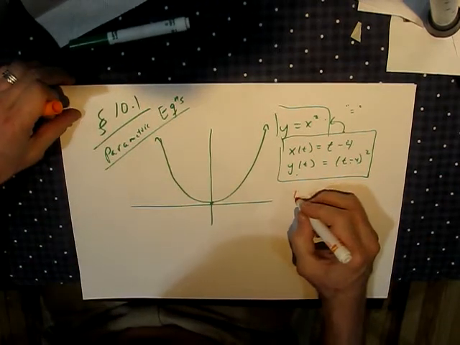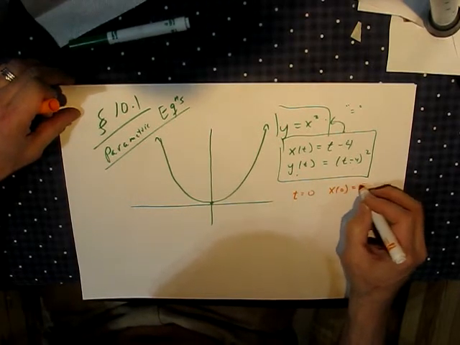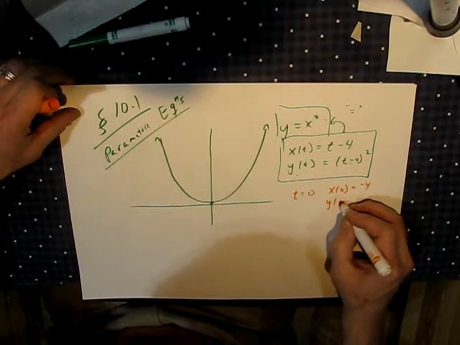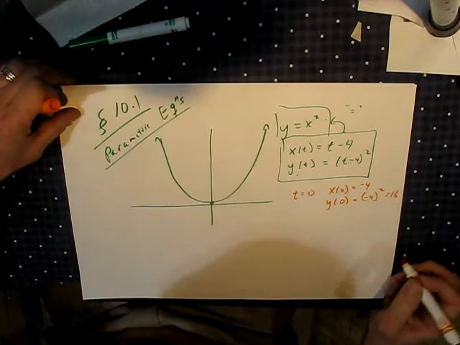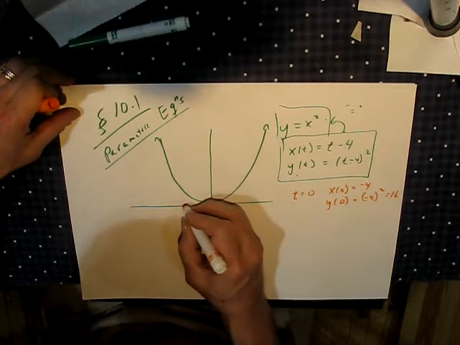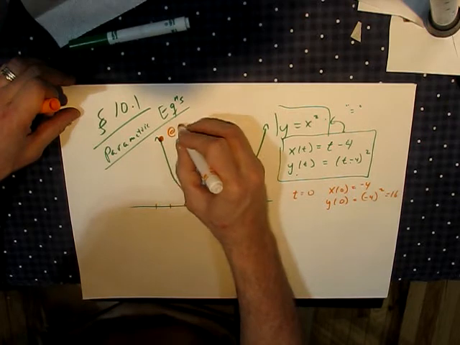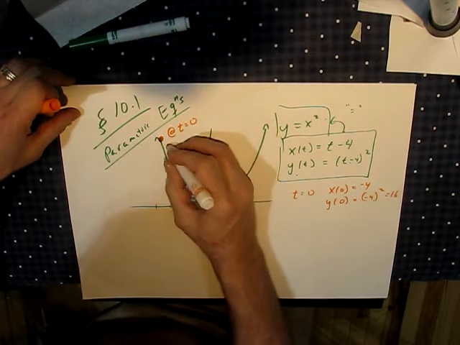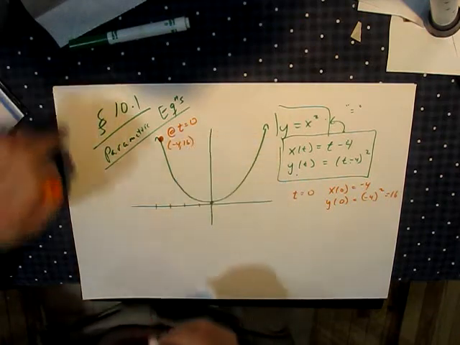So let's plot a couple of dots. Let's set t equal to 0. And we get x of 0 equals negative 4. And y of 0 is negative 4 squared, which is 16. And we have the dot at t equals 0, we have the point negative 4, 16.